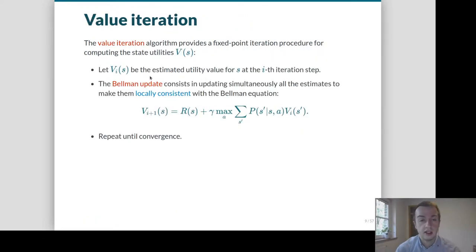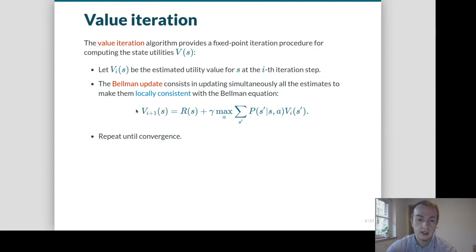So the first algorithm that we've seen is value iteration, which provides a fixed point iteration procedure for computing the state utilities V(s), right? And what we've seen is that this can be quite simply achieved by saying that you start with some approximate utility for the states. So you have a vector of utility values, and if we say that Vi is the estimated utility for s at iteration i, then the algorithm iteratively applies the Bellman update, which consists in updating simultaneously all the estimates, all these approximate V values, to make them locally consistent with the Bellman equation, right?